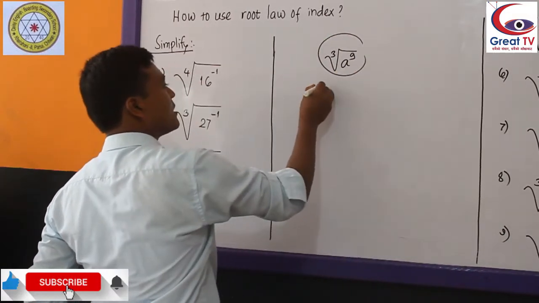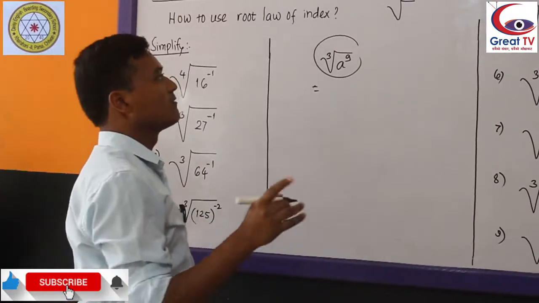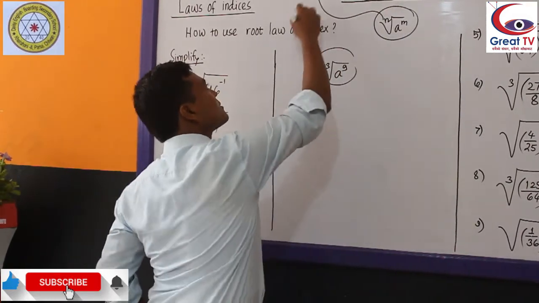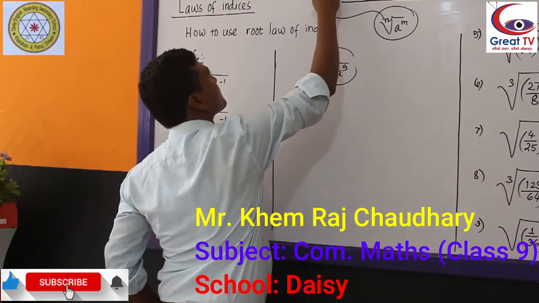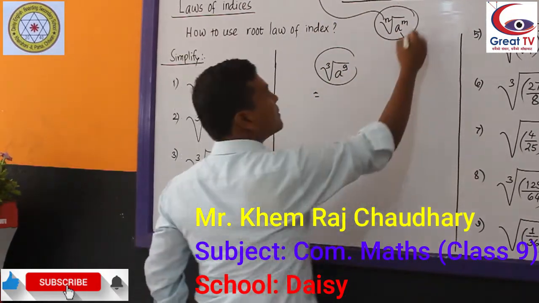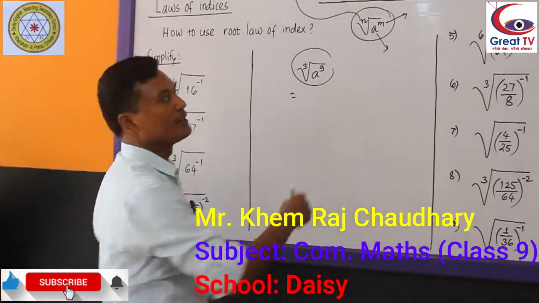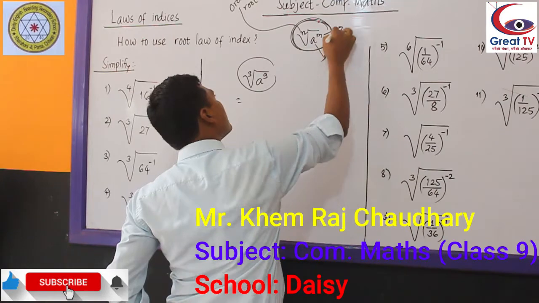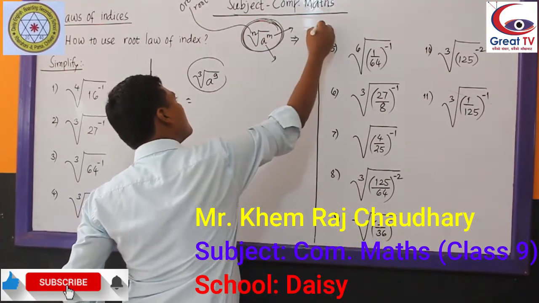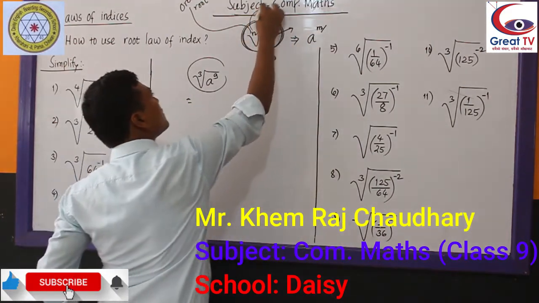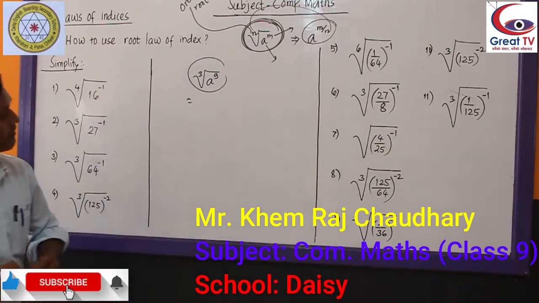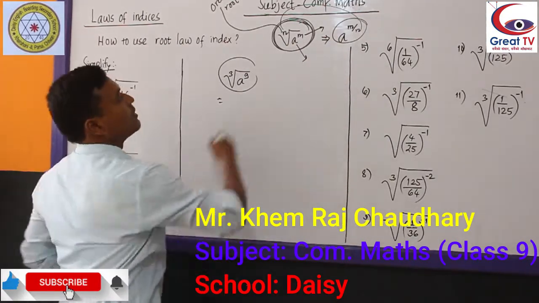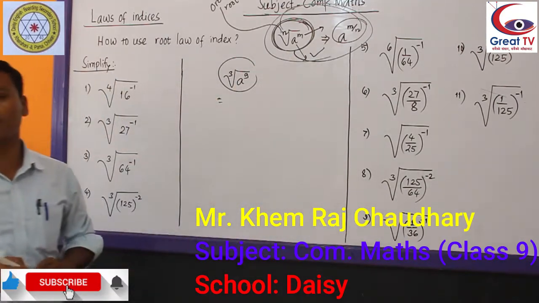But before solving this, I want to remind you, in our first class, we read a to the power m. This n represents the order of root. A here represents the base. M here represents the index of a. We say power of a. So while using the root law of index, we can use it like this: a to the power m, and the order of root becomes the denominator of the power. That is, a to the power m by n. So today in the first part we are learning how to use the root law of index only.